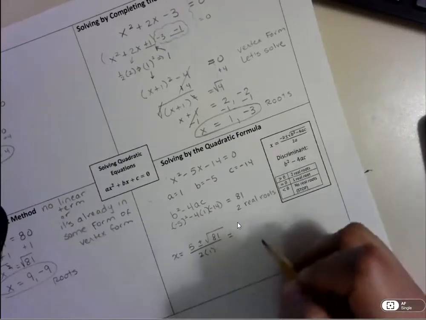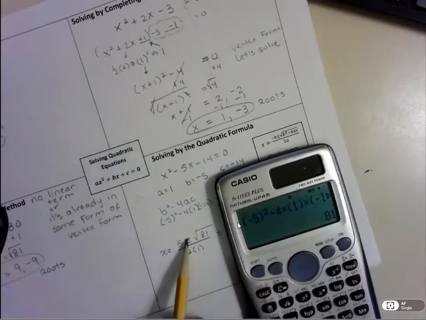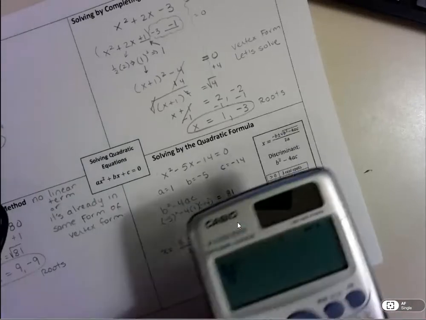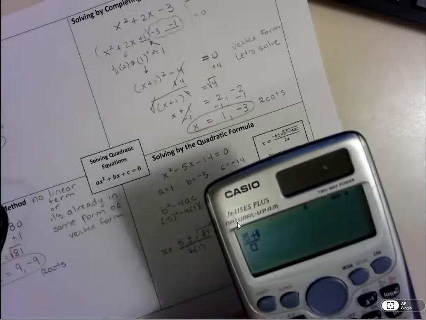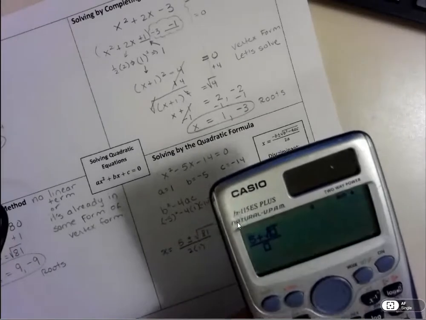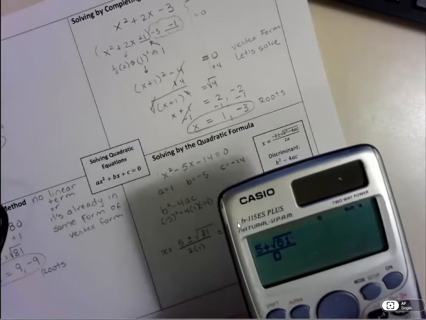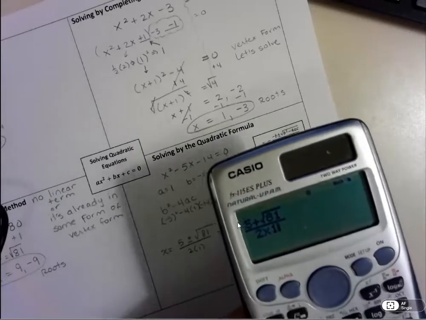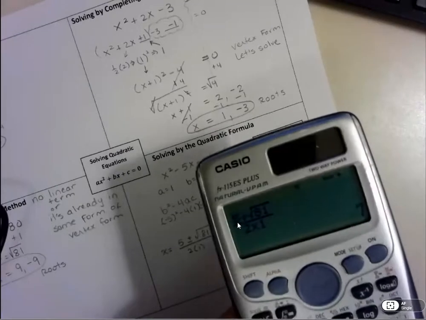Alright, you're going to get two answers. For the first answer, you're just going to use the plus sign. So you're going to have 5 plus the square root of 81 over 2 times 1. Obviously the times 1 is not needed, and you get a 7.